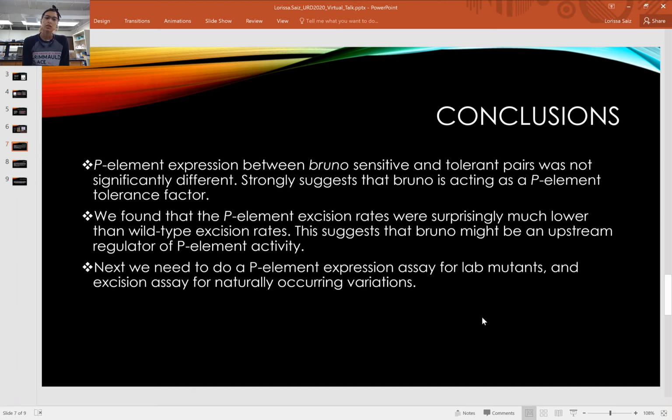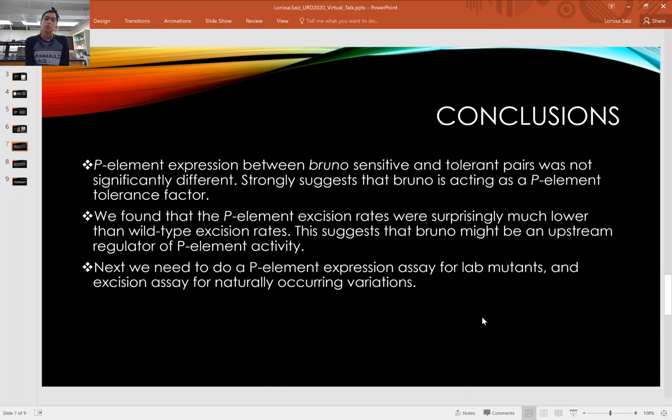So in conclusion, during our P element expression assay, we saw that Bruno sensitive and tolerant pairs expression in these two were not statistically significantly different. So that suggested to us that Bruno was acting as a P element tolerance factor. We found that P element excision rates were surprisingly way lower in the Bruno loss of function mutants than in the wild type, which was strange, but this suggests to us that Bruno may be acting as an upstream regulator of P element activity rather than conferring tolerance.